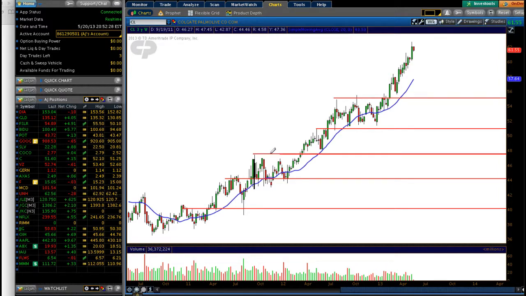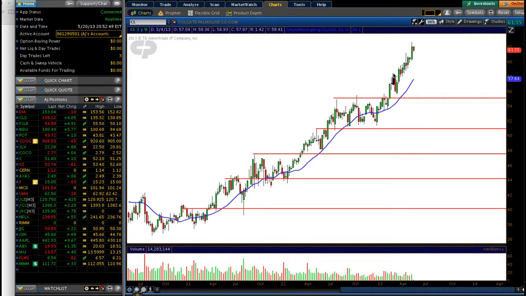Resistance here, broken, turns to support. Resistance here, broken, turns to support. Resistance here, you got the point? Broken, turns to support. Resistance here, turns to support. This is a textbook and very classic step-up pattern. This is when a stock goes into an upward trend and it steps up.